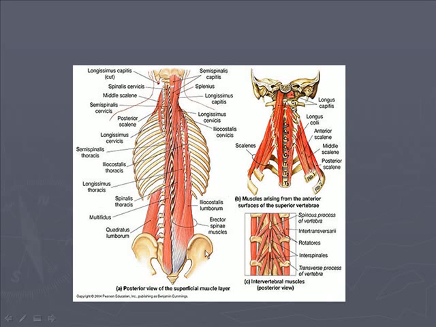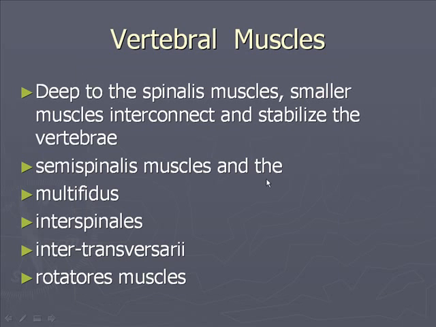Scalene we already talked about. The erector spinae muscle we already talked about. The quadratus lumborum muscle we already talked about. So those are 6 muscles there that you should be able to identify for the purposes of the lab exam.